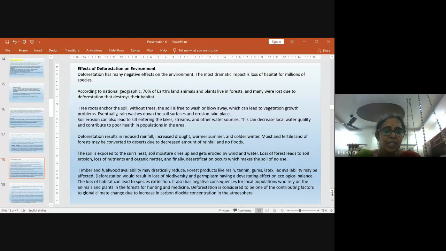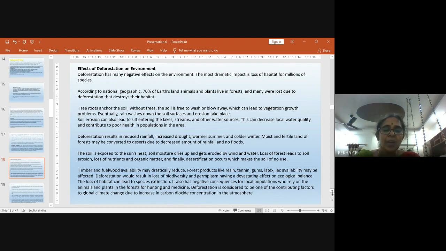So deforestation also results in the loss of the biodiversity, having a devastating effect on ecological balance. It can also lead to species extinction. It also has negative consequences for local populations who rely on the animals and plants in the forest for hunting and medicine.